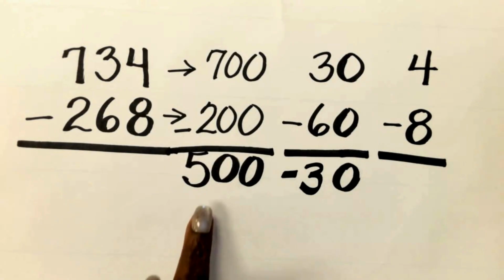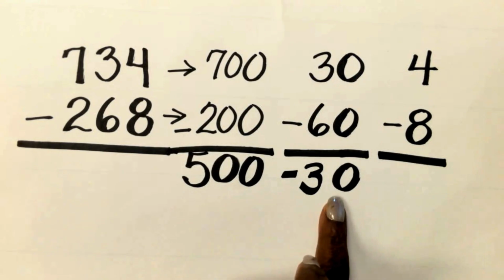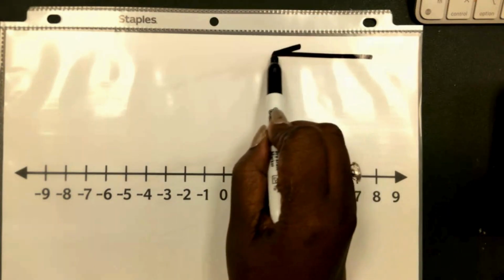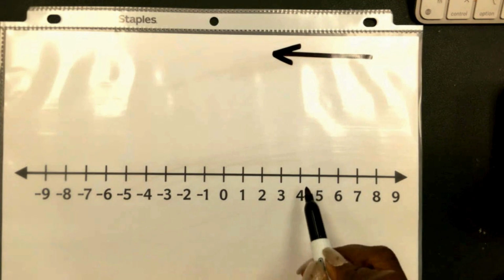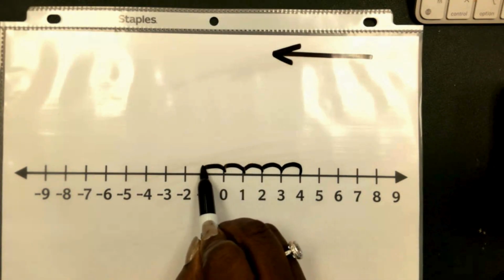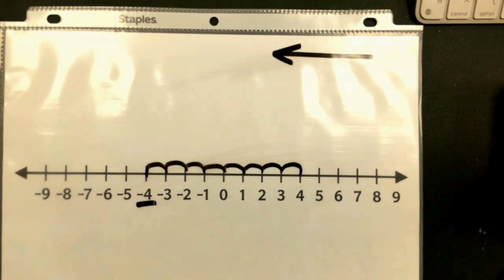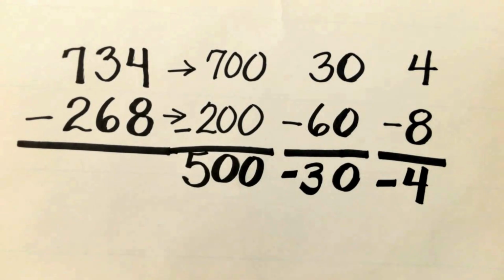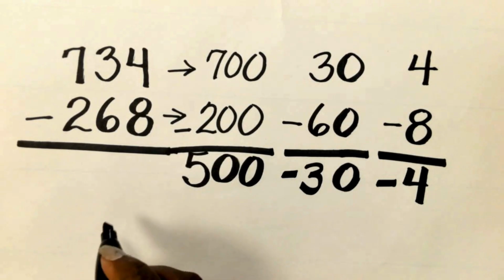Negative 30. So basically what I'm seeing is 500, negative 30. Let's see what this one is. 4 minus 8. Same way. Remember, subtraction goes this direction. Start on the 4, jump 8. 1, 2, 3, 4, 5, 6, 7, 8. Negative 4. Yes. Remember, it's the reverse or the opposite or the mirror image. So it's negative 4.